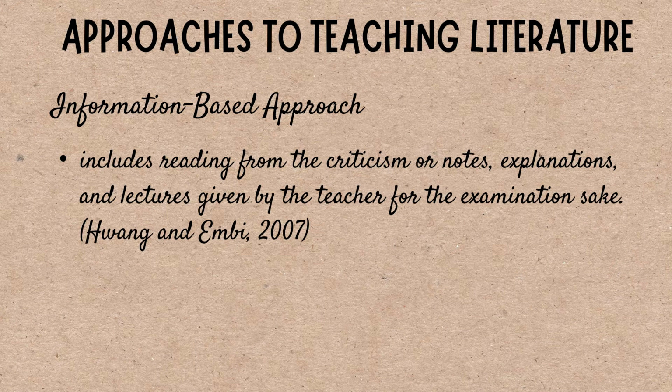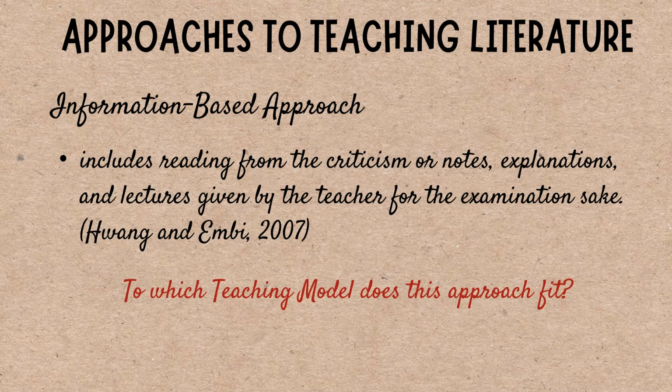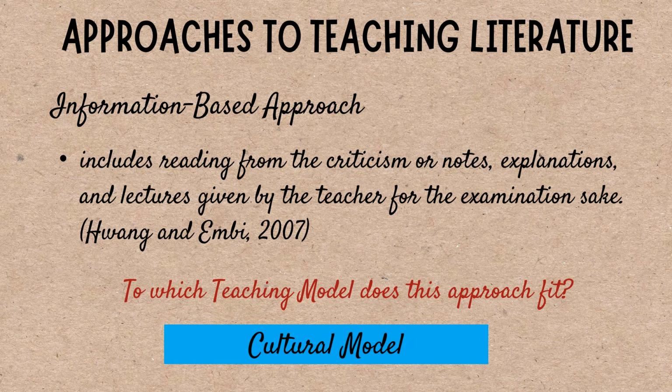knowledge of literature in this kind of approach is delivered as a source of information to students. As a source of information: political information, social information, cultural information, every information. All right. So, biggest question, which teaching model does this approach fit? Well, as I have mentioned earlier, as teachers, we have to provide them political background, historical background, and cultural background of literature. Hence, obviously, this kind of approach, information-based approach, fits the cultural model. Now, why? How?